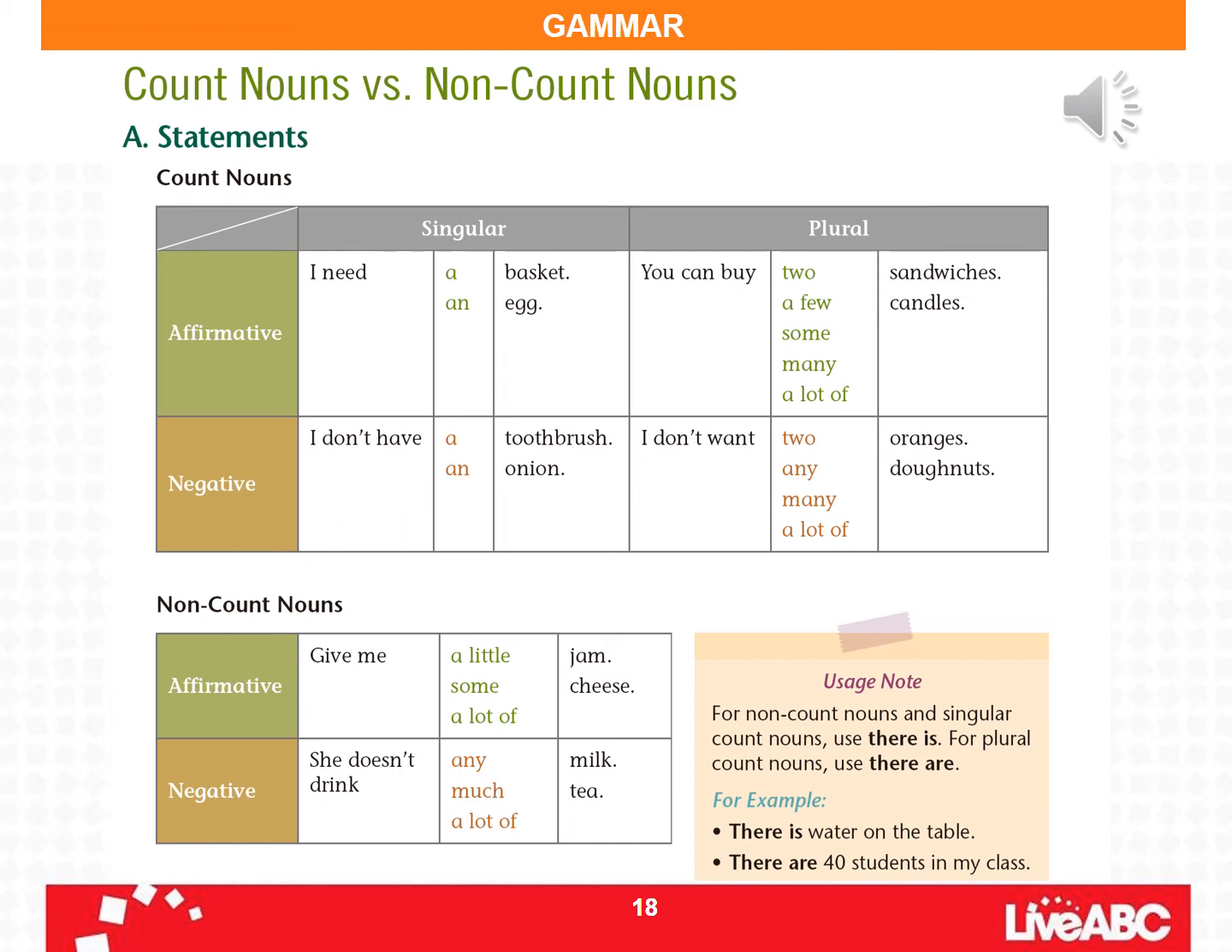And also in the usage note, we have there is water on the table. It's when we say hay agua sobre la mesa. Okay. También para la forma non-count noun, we can use there is. Okay, there is milk on the table. There is orange juice in the fridge. There are 4 students in my class, that is the plural form when we are using the specific number. And we have to say there are 40 students in my class.